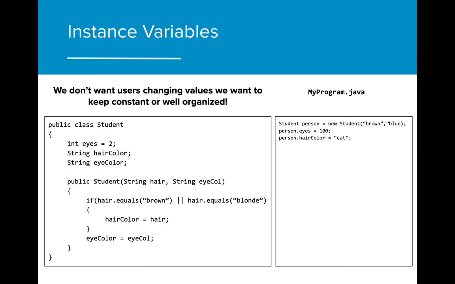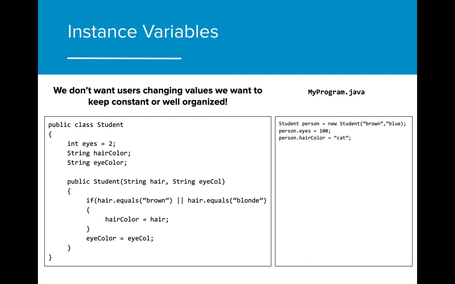Let's look at a more obvious example. Suppose we created a student class where the attributes that we wanted students to have were eyes, hair color, and eye color. We initially set the value of eyes to 2 because we anticipate that all or most students will have 2 eyes. We also make sure that students can only input the value brown or blonde into the hair parameter.